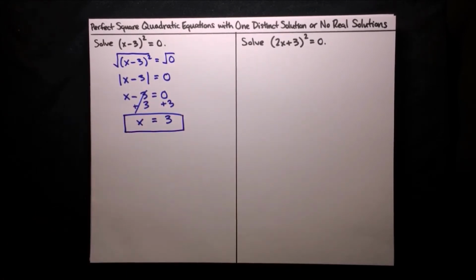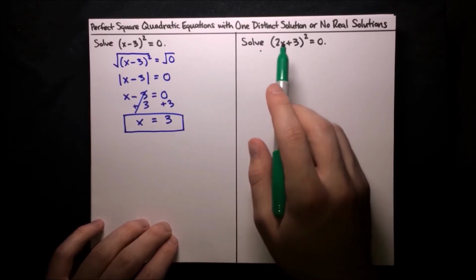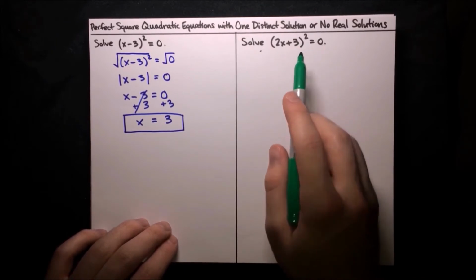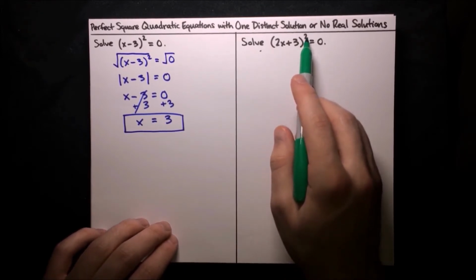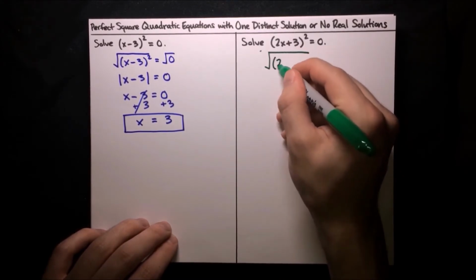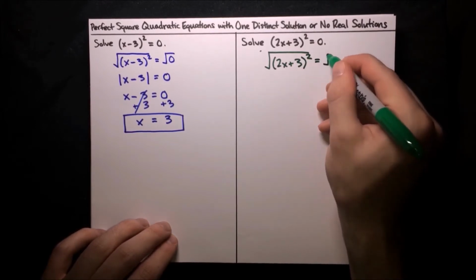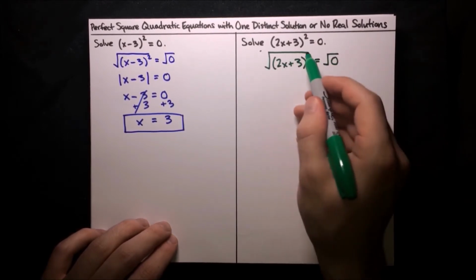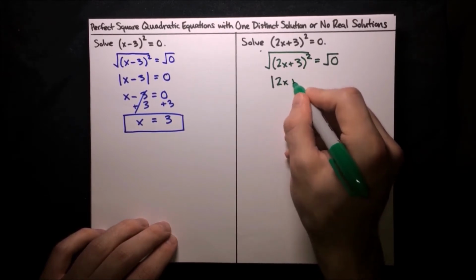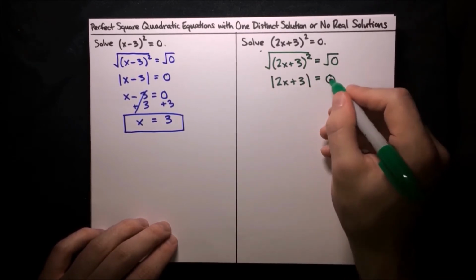X equals 3. Okay, so here's another example, and this example is very similar. This time it's the quantity 2x plus 3 squared equals 0. But again, we want to start by canceling out that squared. So take the square root of both sides. We get the square root of 2x plus 3, the quantity squared, is equal to the square root of 0. And the square root of a square is just absolute value. So the absolute value of 2x plus 3 is equal to the square root of 0. The square root of 0 is just 0.